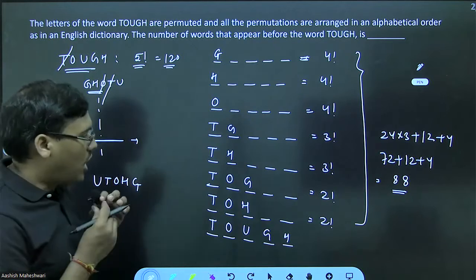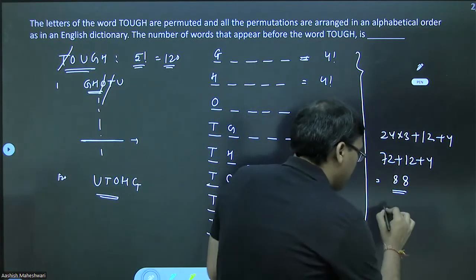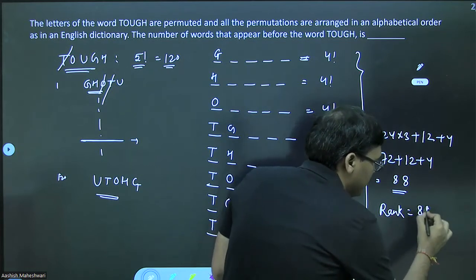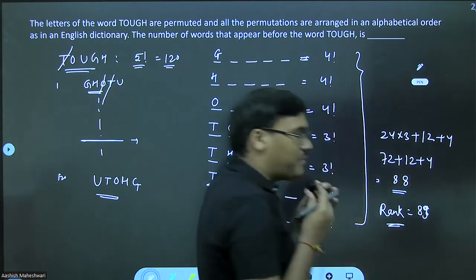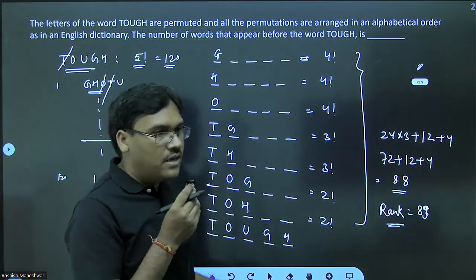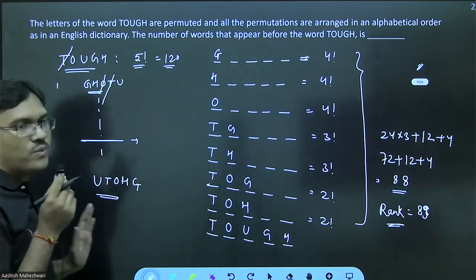Yes. So how many words are before tough? That is 88. And if the question is, what is the rank of the word tough? Rank, we will say this is 89. So there might be two questions. What is the rank of the word tough? That is 89. And how many words are before tough? That is 88. So this is the proper way to solve this question.